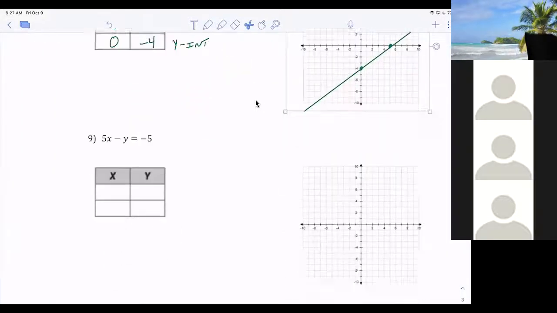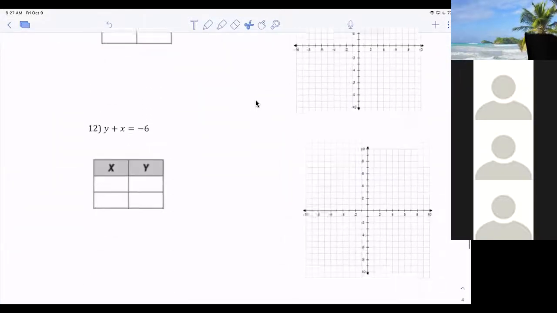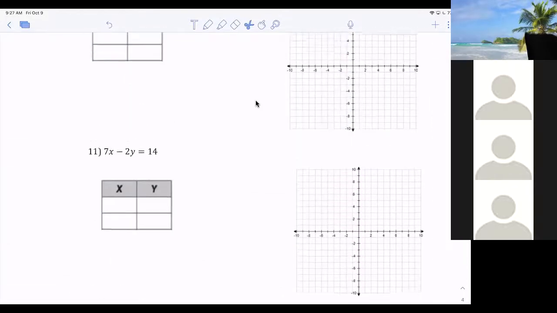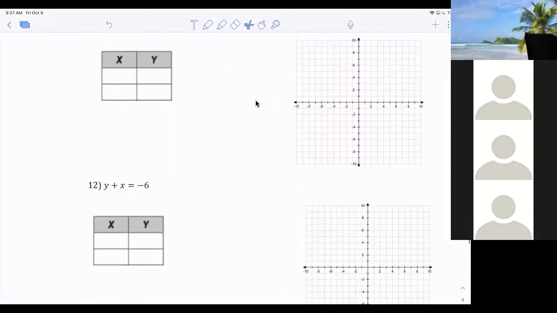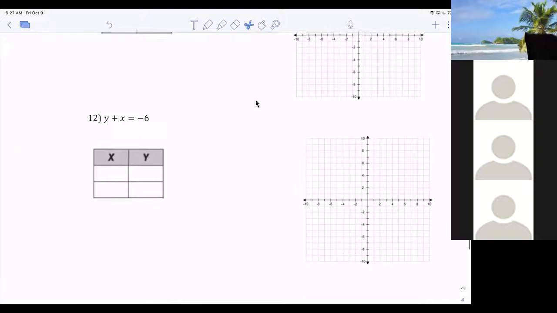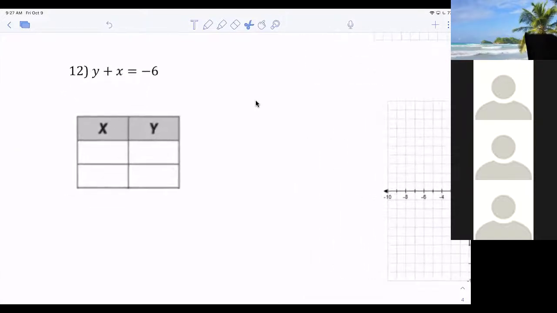All right, so 9 is the same, 10 is the same, 11 is the same, 12 is the same. All right, so just to make sure, let's do 12 together, and then the rest of it's homework. All right? You can fill those in yourself. So now, for question number 12, remember I want 0 in for y and 0 in for x. If I plug 0 for y, what's the x? If I plug 0 in for y, x is -6.